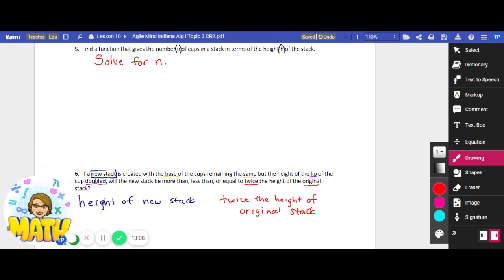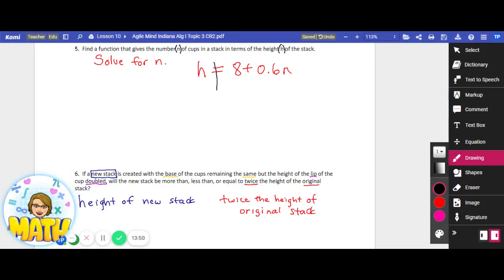Question 5 says, find a function that gives the number of cups in a stack in terms of the height of the stack. In other words, they're asking us to solve our original function for n. And that's pretty much what we just did in the last problem, only we had actual numbers to put in there. We knew that there was a height of 100 centimeters. This time, we're just going to rearrange our function, which said that h equals 8 plus 6 tenths n. We're going to rearrange that to solve this function for n so that it will work no matter what height we have. So again, this goes back to what we've done in a prior unit.